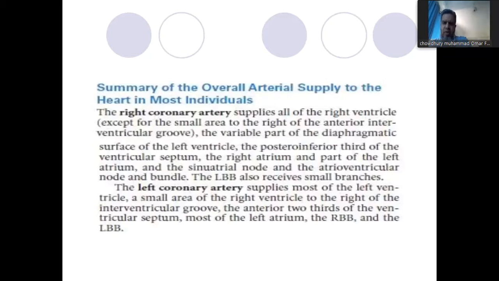and the left bundle branch also receives small branches. The left coronary artery supplies most of the left ventricle, a small area of the right ventricle to the right of the interventricular groove, the anterior 2/3 of the ventricular septum, most of the left atrium, the right bundle branch, and the left bundle branch.